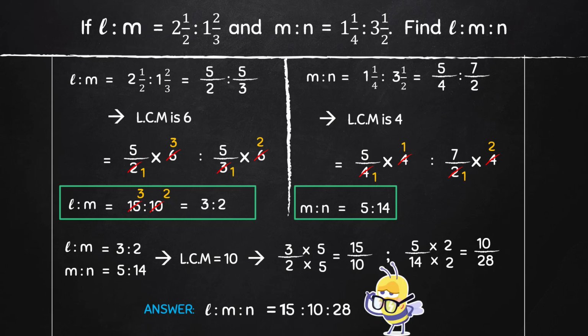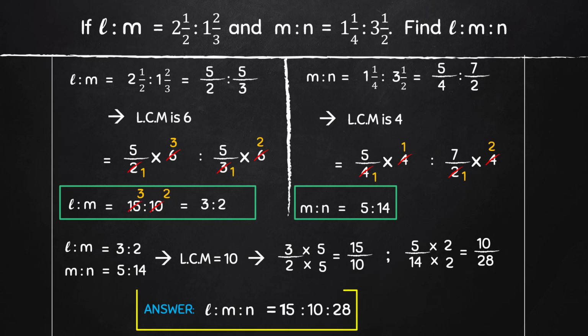Can they be reduced further? No, because they don't have a common factor. Final answer is equal to 15 is to 10 is to 28. So basically, we are converting the improper fraction and expressing the ratio in its simplest form, and then we are finding the new ratio.